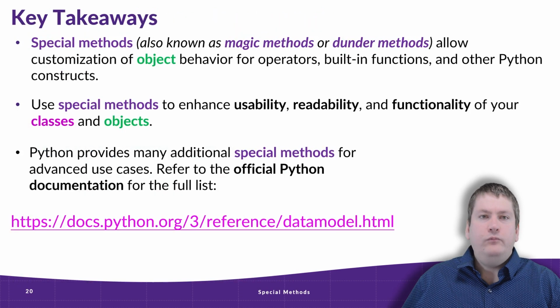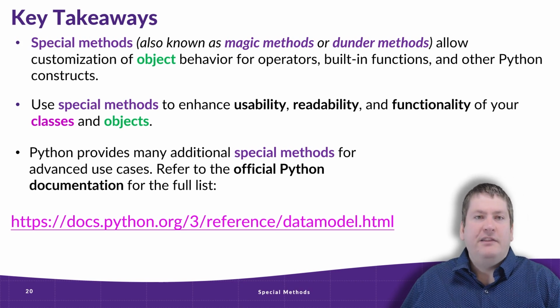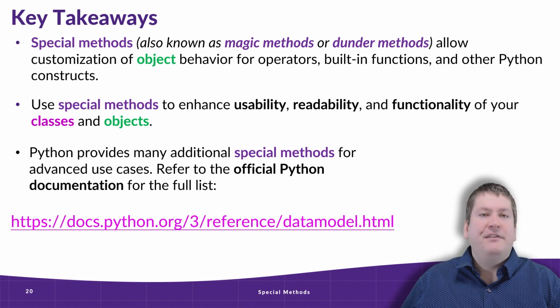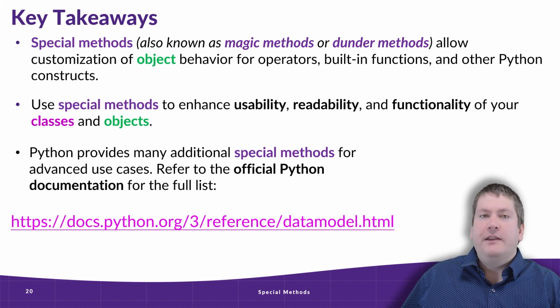Okay, so what are the key takeaways here? Well, Python has a ton of these special methods. They're also called magic methods or dunder methods. And these allow customization of object behaviors for operations, built-in functions, and other Python constructs, as well as controlling the object's lifecycle. So these special methods are great because they increase usability, readability, and functionality of your classes and objects. It also makes it far easier for other people to use your classes if you're sharing them with them.